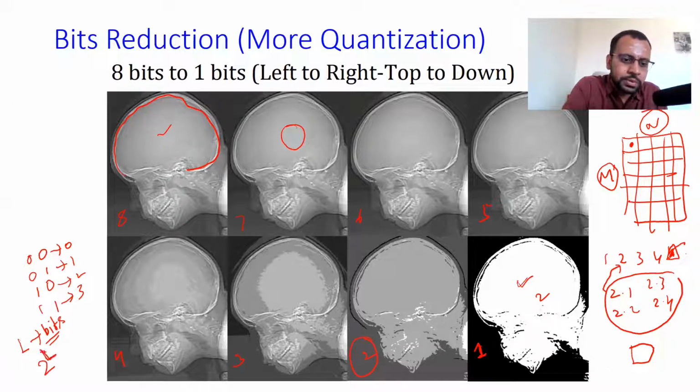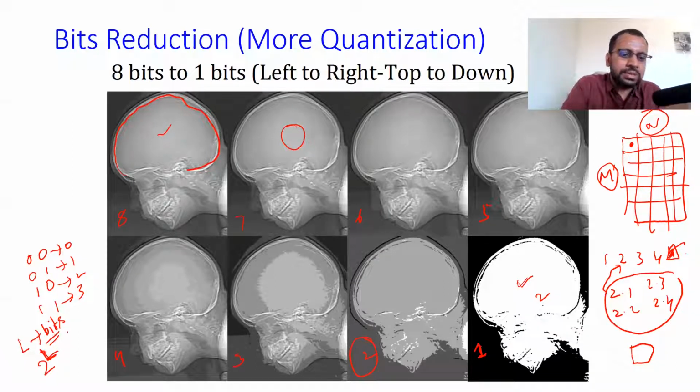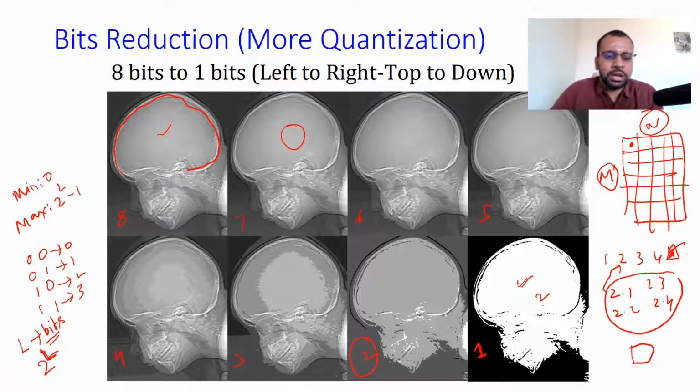Now, next question. What is the maximum intensity value that I can represent? 2 power L minus 1. Very good. The maximum value is 2 power L minus 1, and the minimum value is 0.